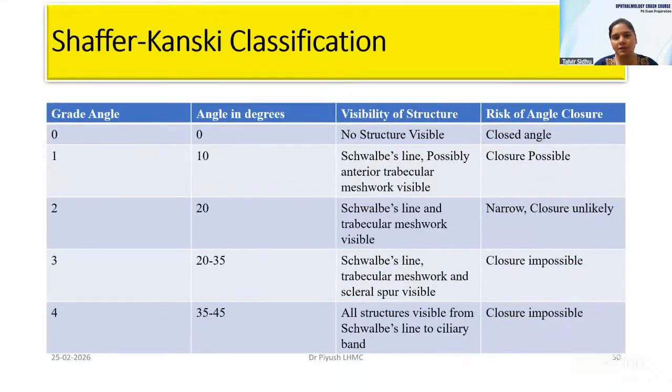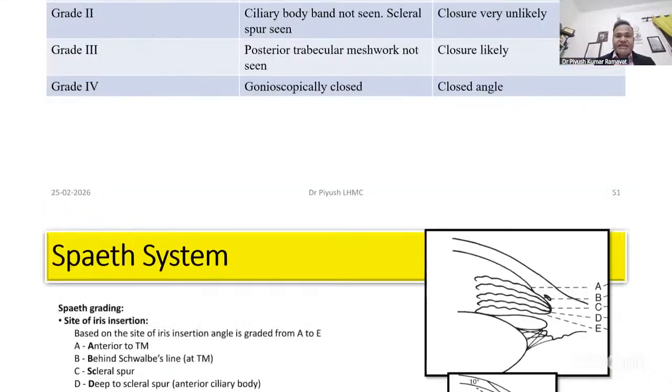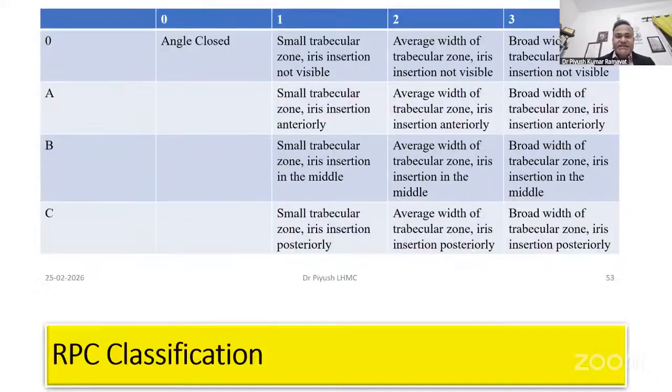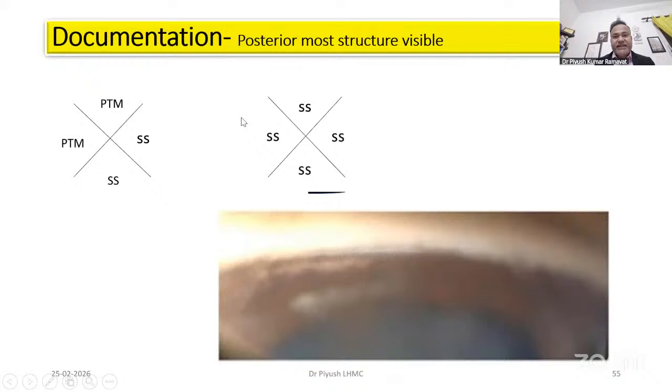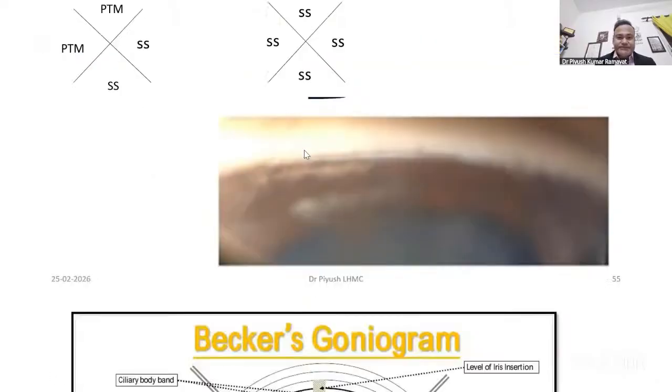10 minutes are over. Okay, so there are various grading systems, but most importantly, you need to document the posterior most angle visible. So if you are able to see the scleral spur in the superior and inferior quadrant, just write SS, and if any abnormal structure with synechia is visible, you will draw the synechia or write it there. So most posterior structure visible, write down that thing.